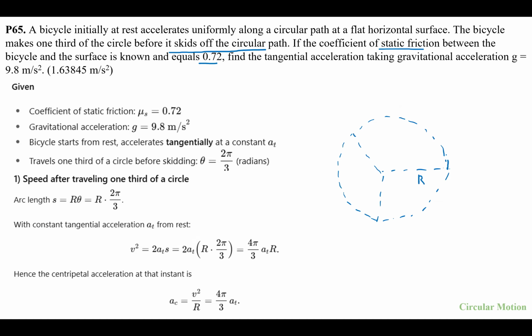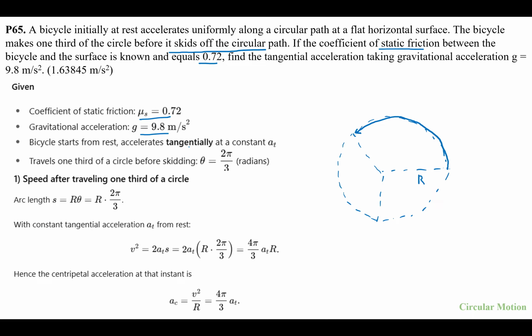So as the bicycle moves along the circular path, and then it skids off. That's the very natural language, but we need to figure out what it means in physics. And there is another very important thing. The coefficient of static friction is given here, and then gravitational force is here.